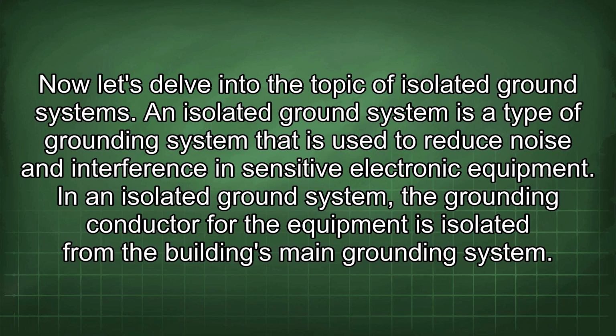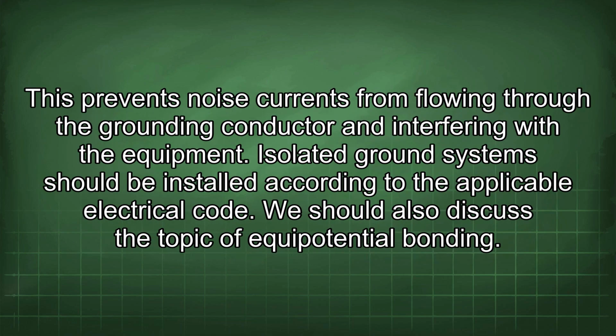Now let's delve into the topic of isolated ground systems. An isolated ground system is a type of grounding system that is used to reduce noise and interference in sensitive electronic equipment. In an isolated ground system, the grounding conductor for the equipment is isolated from the building's main grounding system. This prevents noise currents from flowing through the grounding conductor and interfering with the equipment. Isolated ground systems should be installed according to the applicable electrical code.